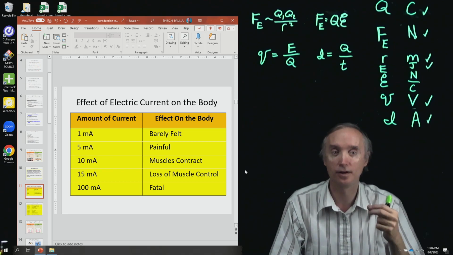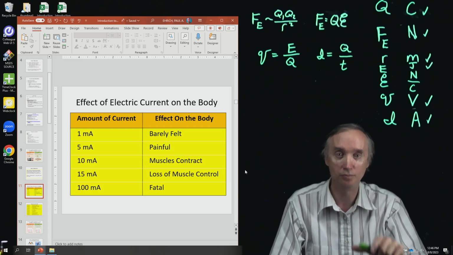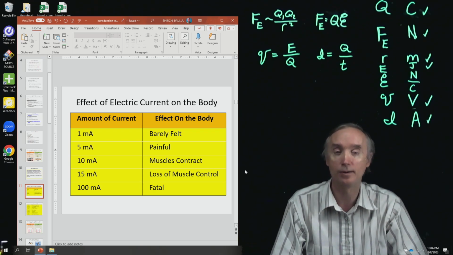Normally, electronic circuits use very, very small amounts of current, milliamps of current. But 1 amp of current is very dangerous.